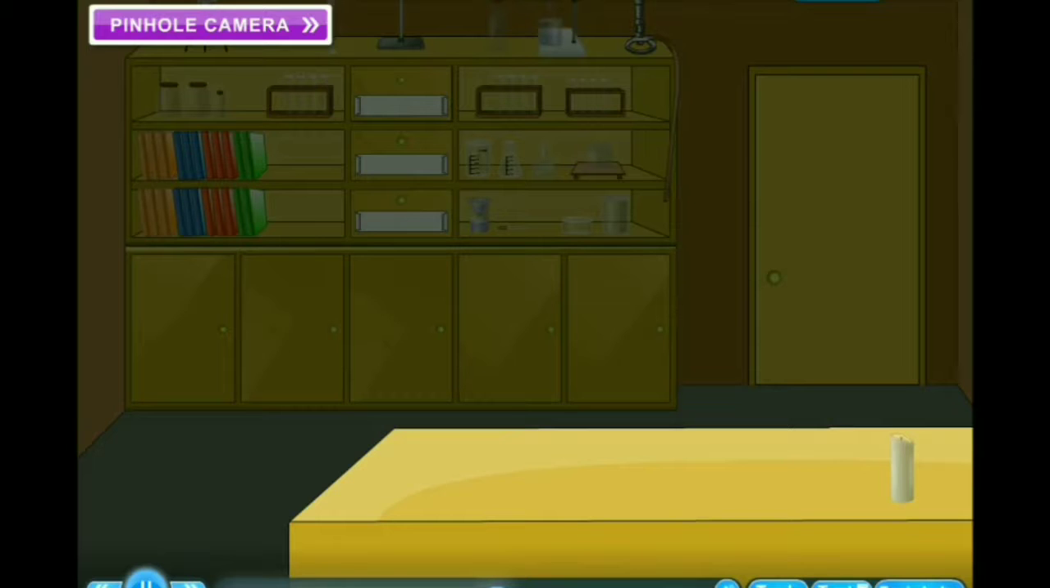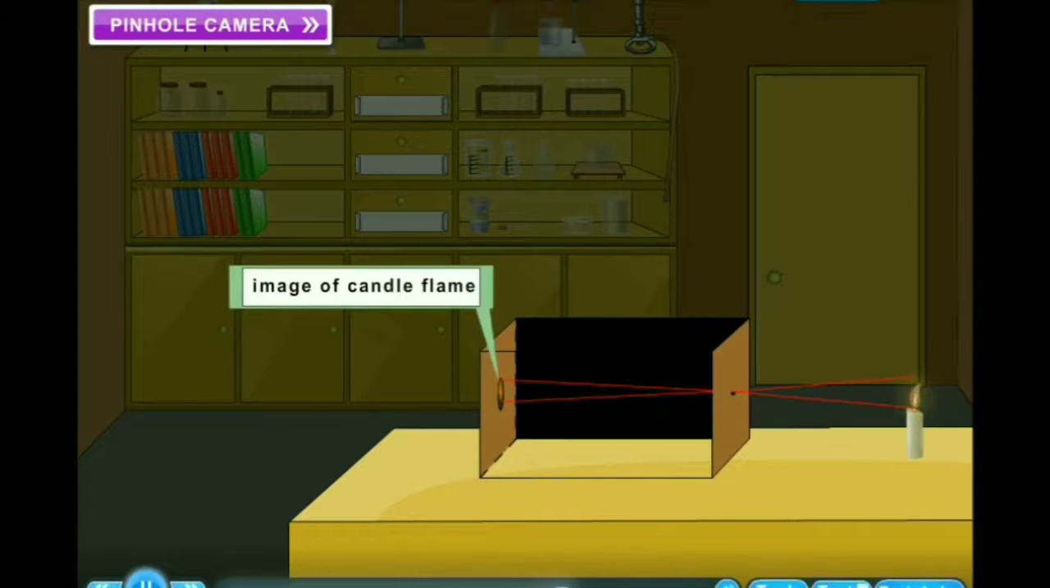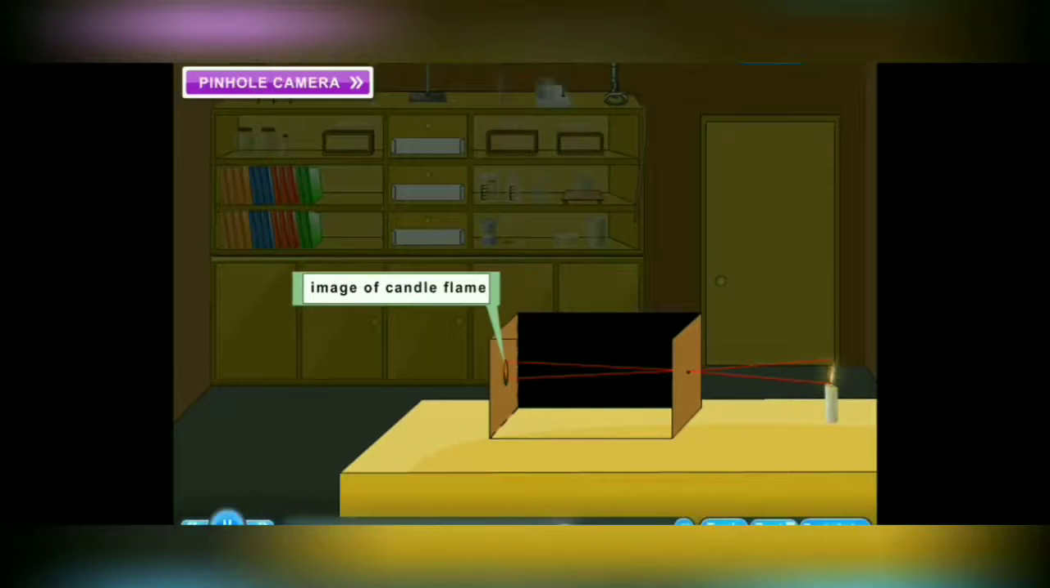Place a candle on a table and light it with a matchstick. Place the pinhole camera a few inches away from the lighted candle, with the side having the pinhole facing the candle. Move the pinhole camera forward and backward so that a clear image of the candle flame is obtained on the screen. The image formed is colored. The image formed by the pinhole camera is inverted upside down.